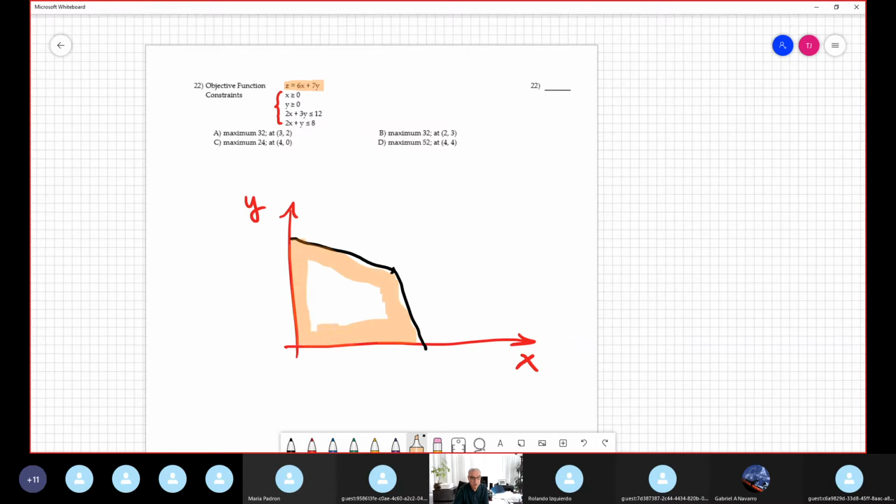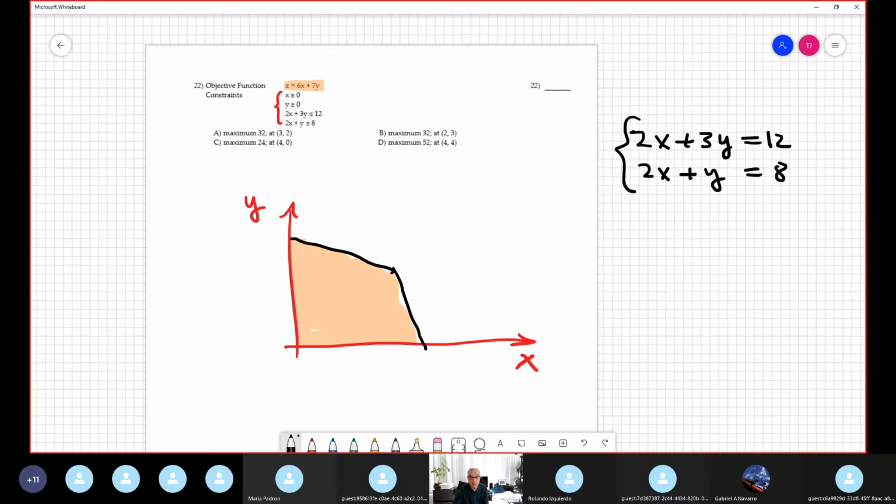How can you determine this corner? Well, there are many ways to do that. Analytically, this is the solution. So you consider like equation, for example, 2x plus 3y equal 12, and 2x plus y equal 8, and you intersect and you solve this system, you get that point. You get that point, and this point is the point 3,2.